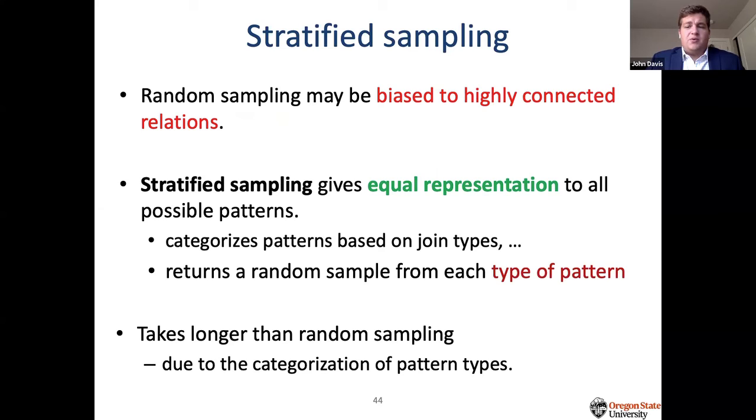While random sampling improves upon the bias of the naive method, it still overcommits to highly connected relations. The stratified method aims to give equal representation to all possible join paths by taking a random sample from each type of pattern. This is because the true most specific definition contains a diverse set of patterns. However, the stratified technique takes more computation than its naive and random counterparts because it needs to categorize all of the pattern types in order to sample from them.